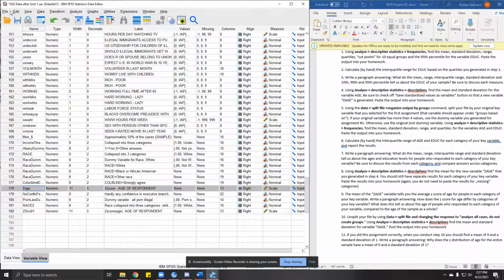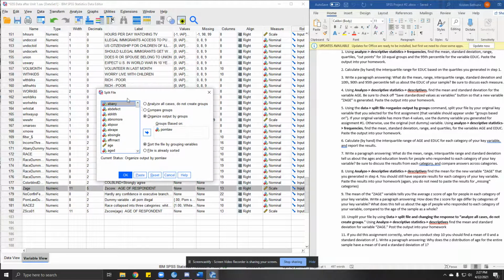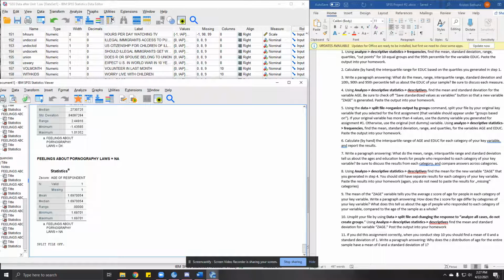So now I am going to unsplit my data by taking the same steps as I did before. So I hit data, split file, next to last one down here. Now I'm going to have it analyze all cases, do not create groups. I could bring porn law back over, but I don't need to. If all I'm doing is analyze all cases, don't create groups, I don't actually have to bring that guy back over. So I say, okay, split file off.